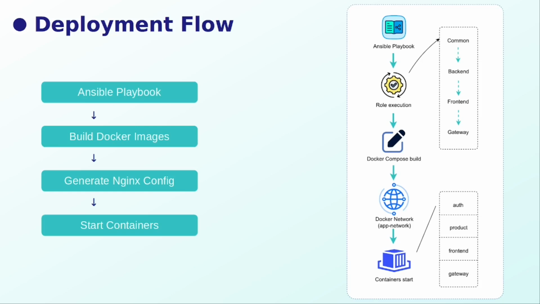Deployment flow. Let's look at the deployment flow step by step. First, we run an Ansible playbook. Then, Docker images are built. Then, the Nginx configuration is generated. Then, containers are started. This entire process is automated. No manual step needed.